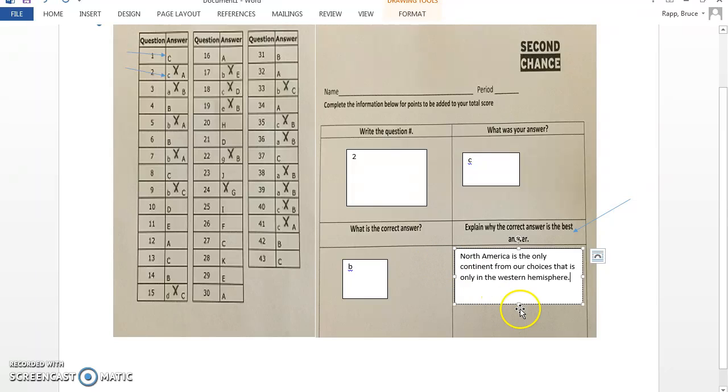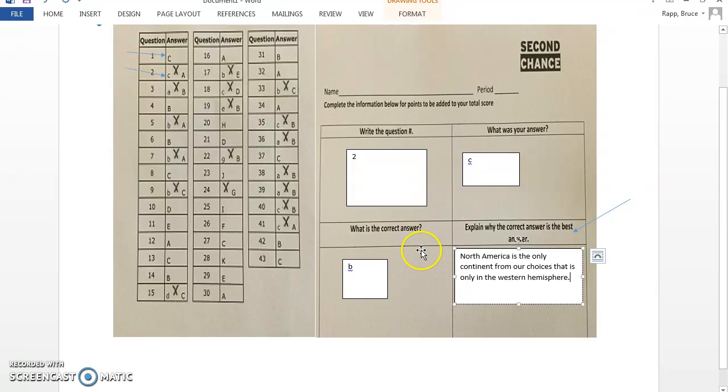As you can see, my answer is explaining why the correct answer is the best answer. It's not focusing on things like, because I put the wrong answer, I looked at the map wrong. Things like that are not going to help us remember what the correct answers are, and therefore we don't need them. I don't really need to know why you got the wrong answer. I'm more concerned with you knowing what the correct answer is for the retake.